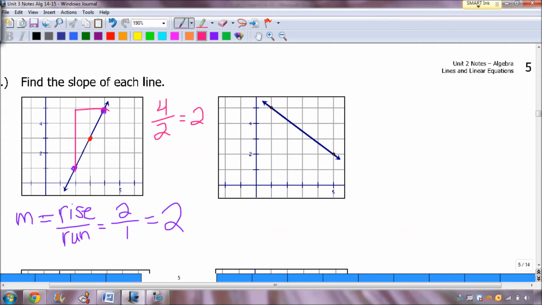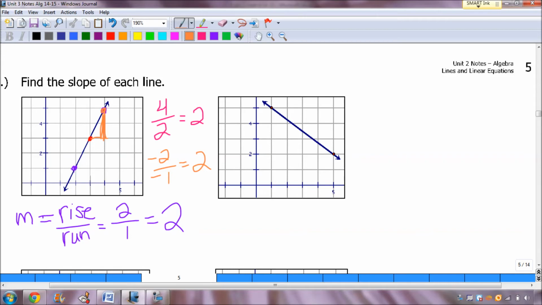What if instead I decided to start here and end here? That means that the rise, it went down by 2. The run, it went to the left 1, so I get a positive 2. Okay? Regardless of where you start and where you end, as long as you count carefully and are careful of the directions you're going, you'll get the same answer. Okay? So let's try this next one.